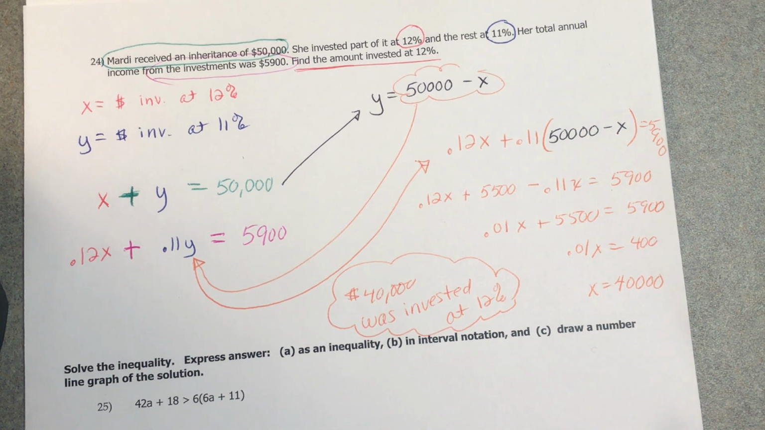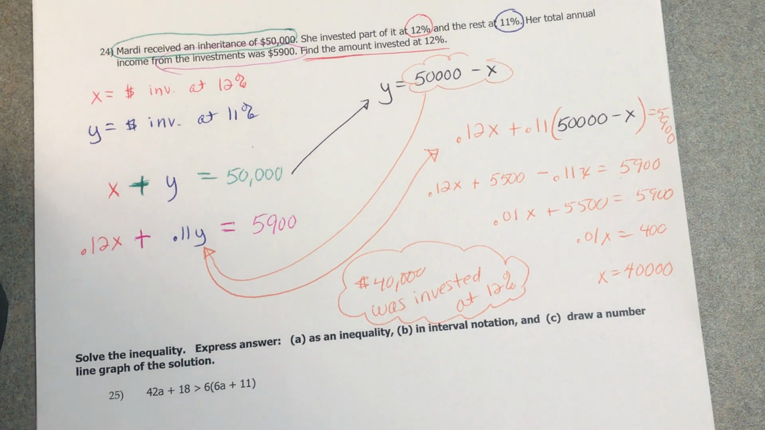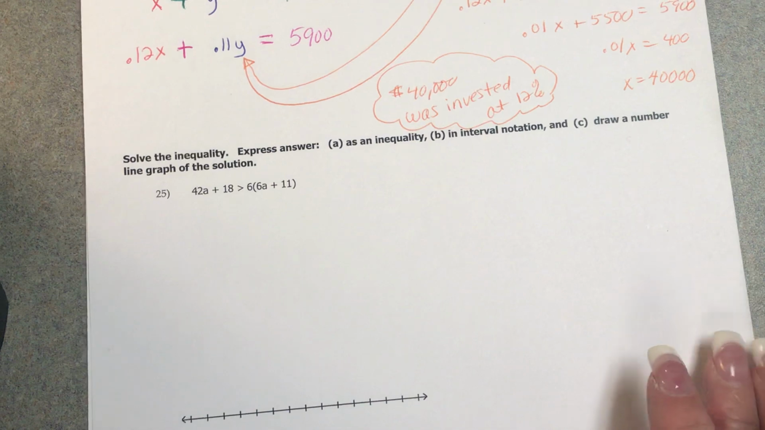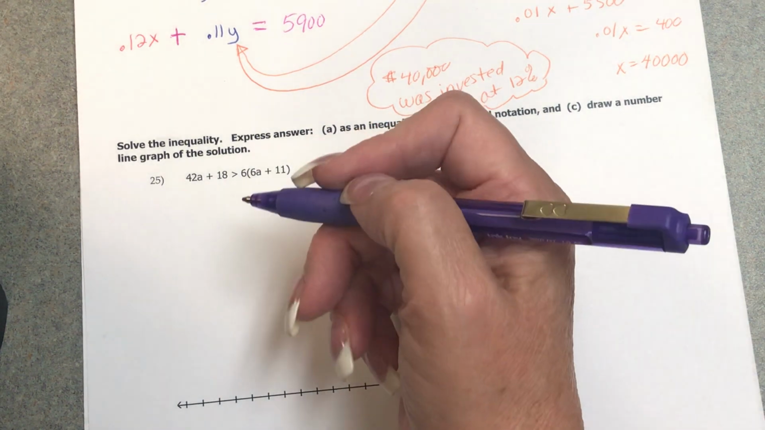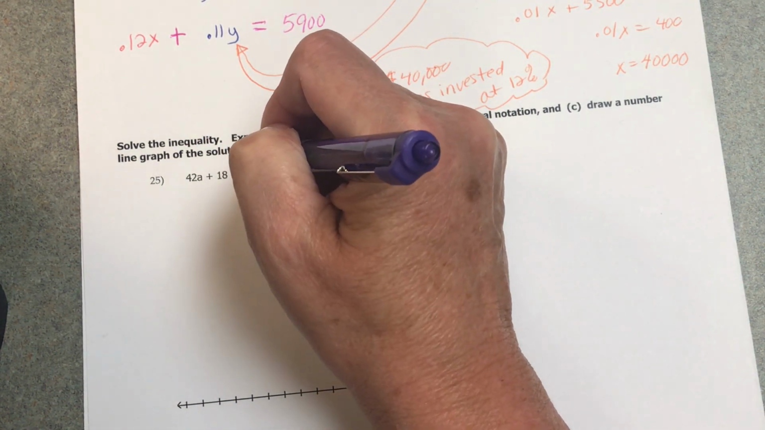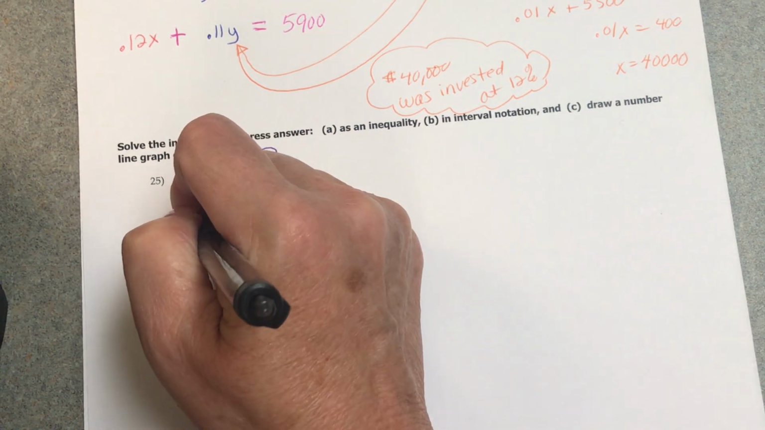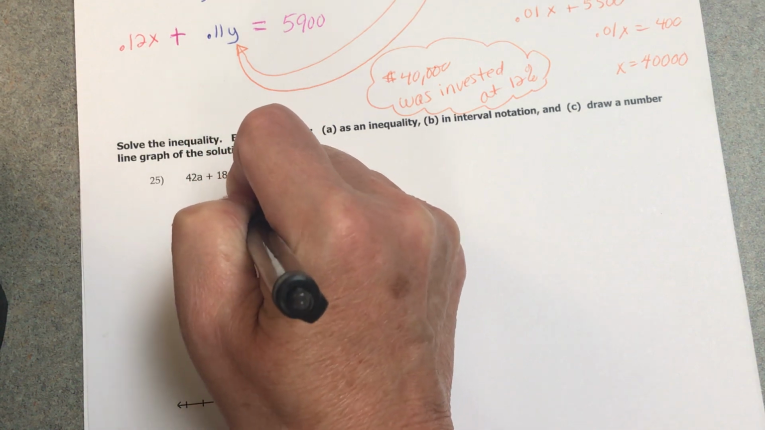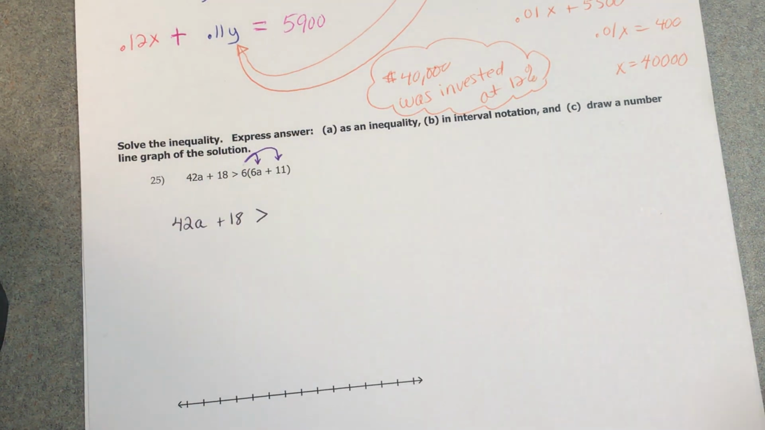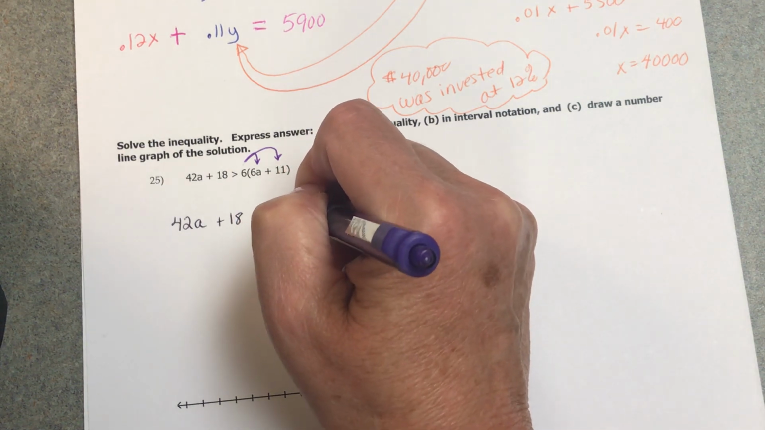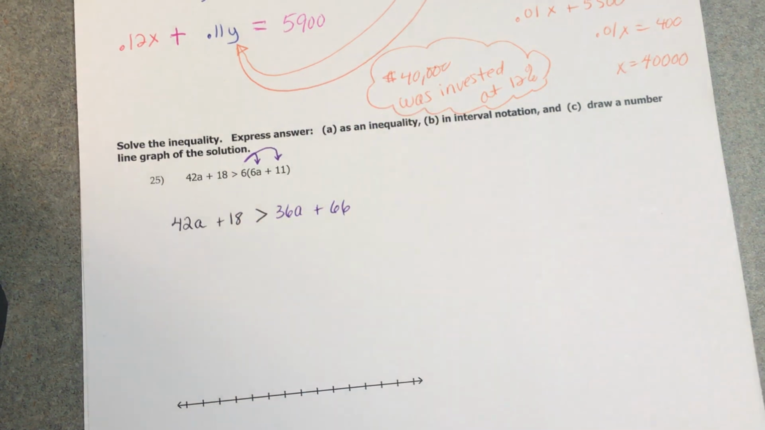Next, solve the inequality. Express the answer A as an inequality, B in interval notation, and C, draw a number line graph of the solution. So, this has parentheses on the right, so I'm going to distribute to get rid of those. On the left, I'm just working on my copying skills. 42a plus 18 is greater than, when you distribute, 36a plus 66.